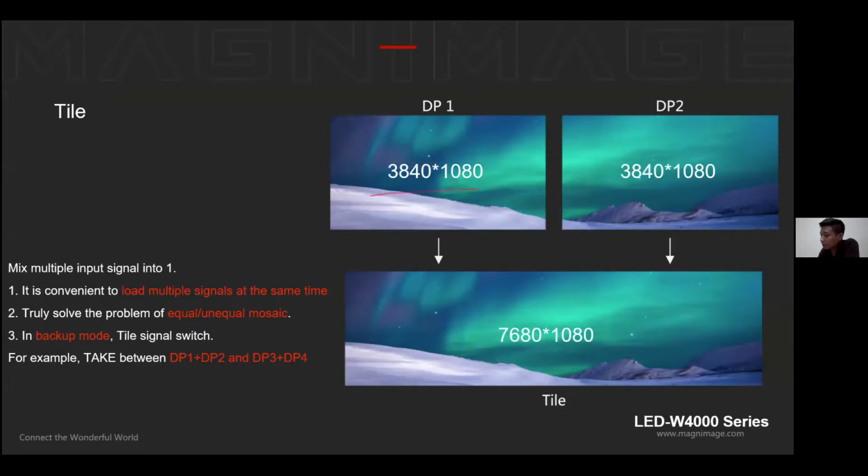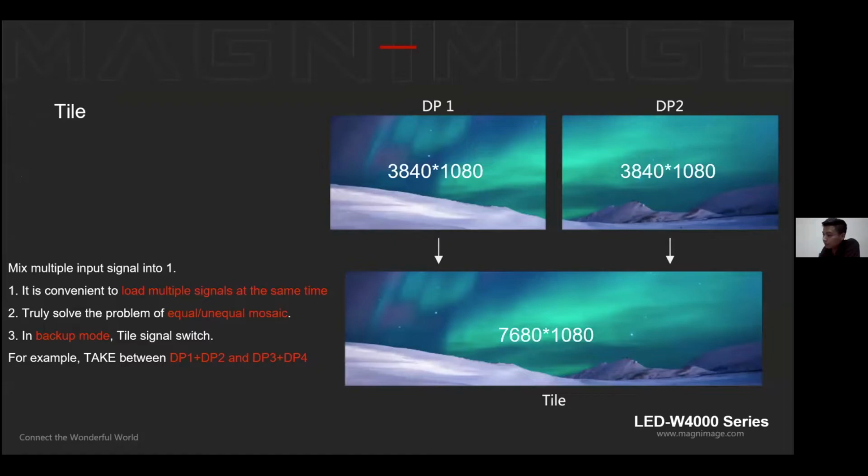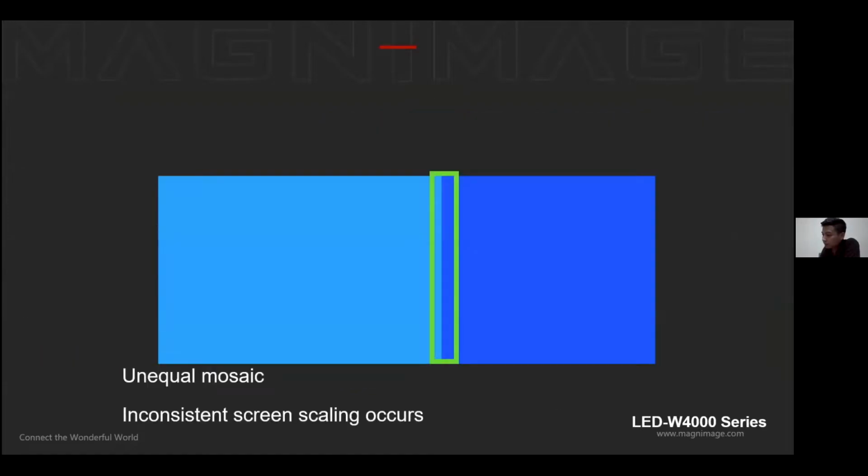Even if the input is 4K by 1K, we can use the tile function to combine. From this picture, I want to introduce different size mosaics, like this, maybe 4K. This one maybe 1080. So you can use the W4000 to mosaic.